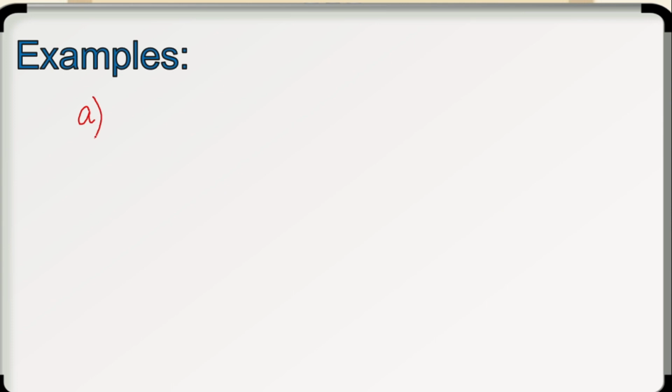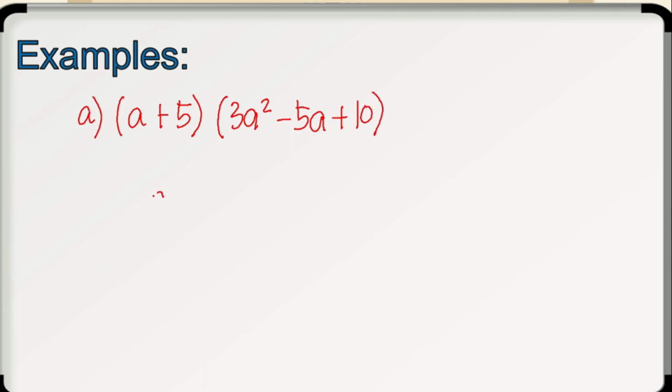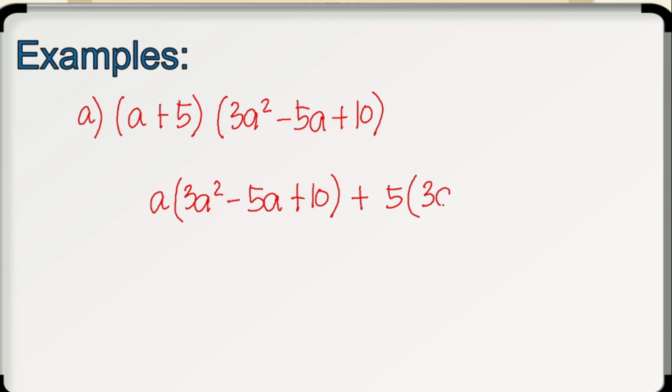Here are the examples. Letter A, the quantity of a plus 5 times the quantity of 3a squared minus 5a plus 10. We will first distribute a to the second polynomial, which is a times the quantity of 3a squared minus 5a plus 10. Plus, we will distribute 5 to the second polynomial, which is 5 times the quantity of 3a squared minus 5a plus 10.